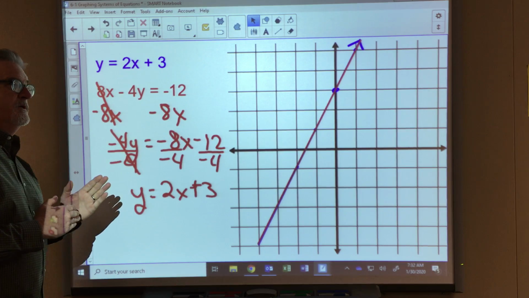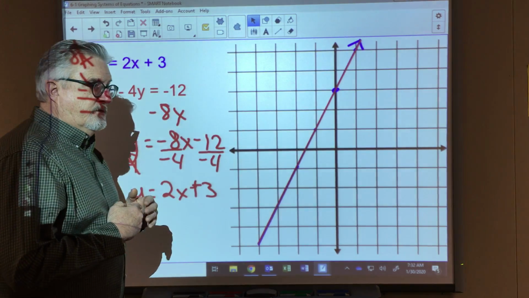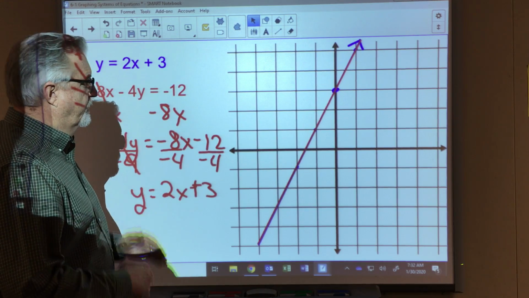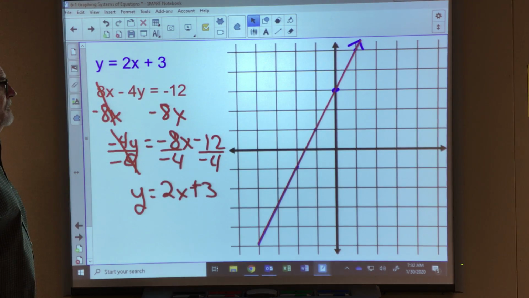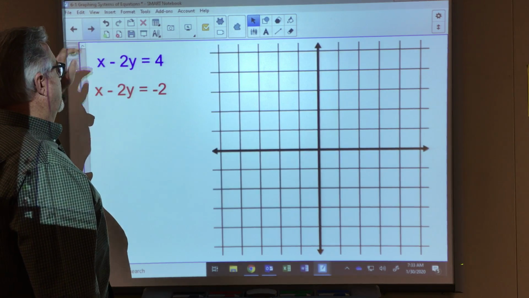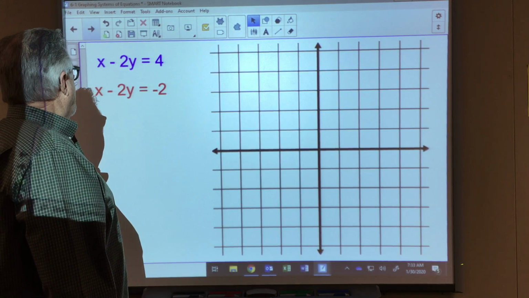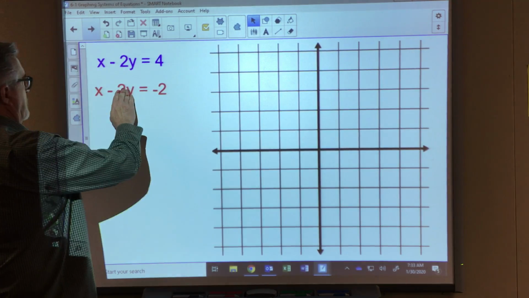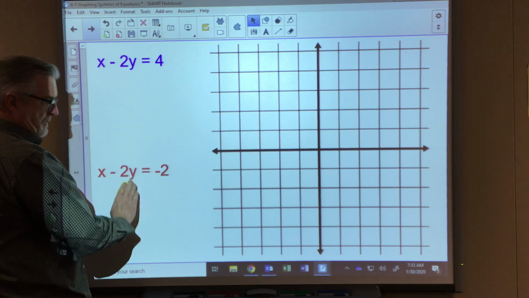So this one would be considered consistent and dependent, all right? Infinite number of solutions. One more example. I want to give you an example of each type. On this one, we've got to do work on both of our equations, so let's get some room so we can do it.